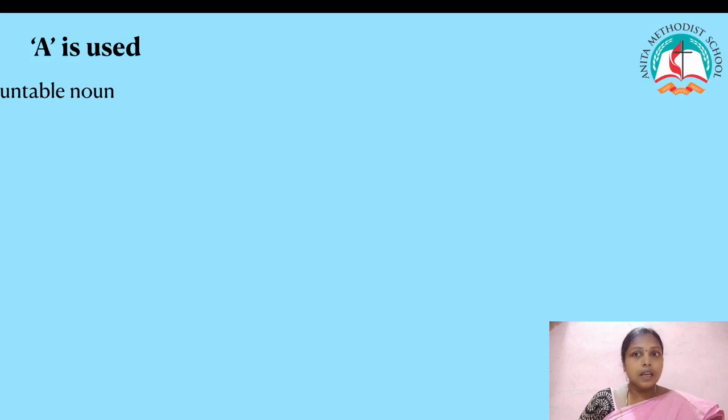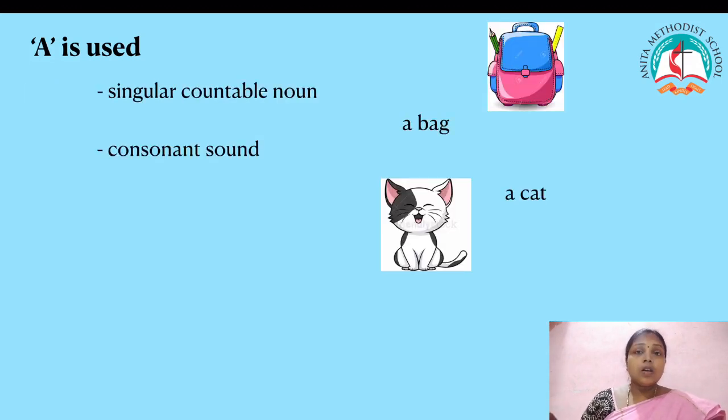Let's see another example. A cat. Again, a cat is a singular countable noun. I can count how many cats there are. Okay, let's see where else to use a. Before a consonant sound. We all know what consonants are. We know there are 5 vowels, and the rest are consonants in the English alphabet. Now, we also use a before a consonant sound.